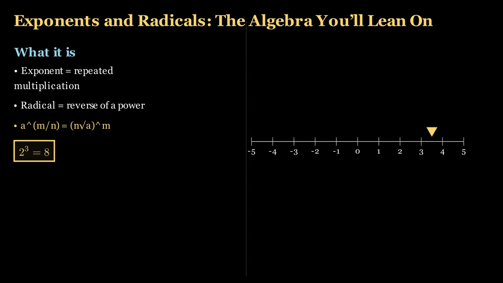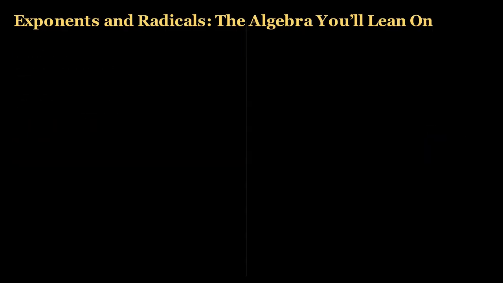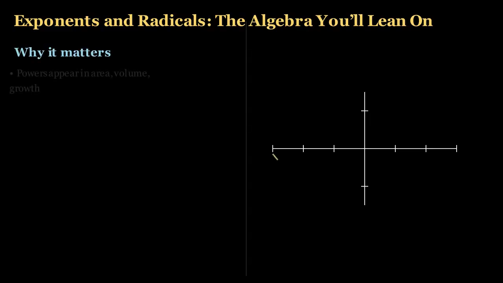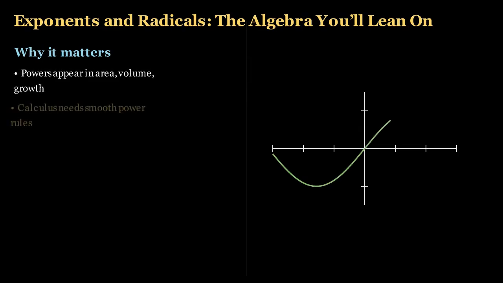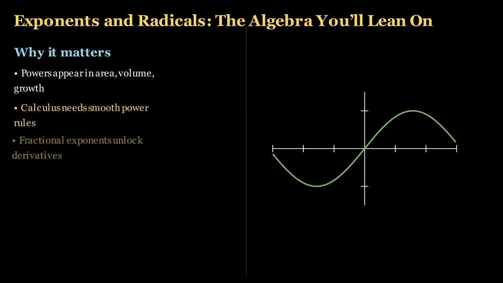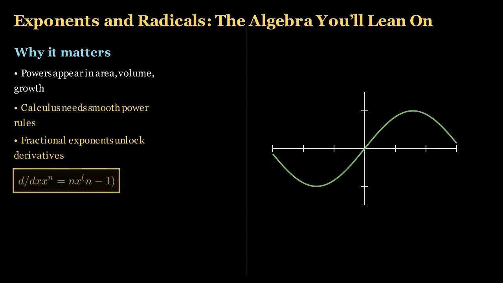Exponents aren't just abstract symbols, they describe real things. The area of a square is side length squared, the volume of a cube is side length cubed. In calculus, we constantly take derivatives of power functions like x squared or x to the 2/3. The derivative rule for powers works beautifully when the exponent is any real number, but to use it on something like the cube root of x squared, you first need to rewrite it as x to the 2/3. That's why mastering fractional exponents and radicals now is like sharpening your tools before building a house. It makes every derivative in this course feel natural.